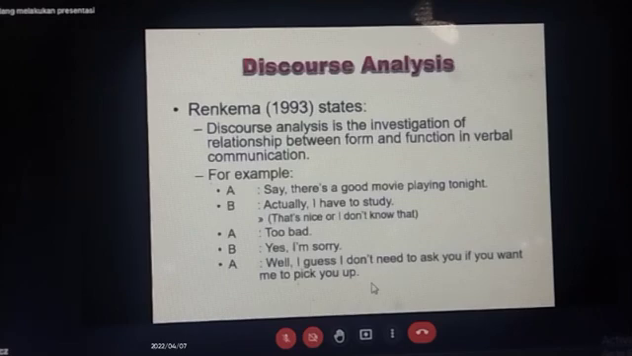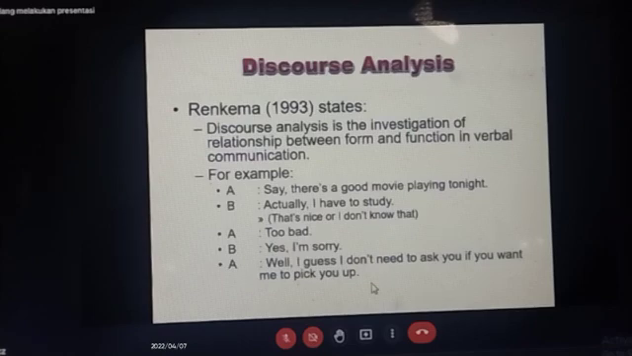And then Rekema gives a different definition from Flowerdew. Discourse analysis is the investigation of the relationship between form and function. So the language used by the speakers within the context will have a function. The form is not only meaningful with its own word meanings, but also has its own contextual meaning, which is what we call the function.